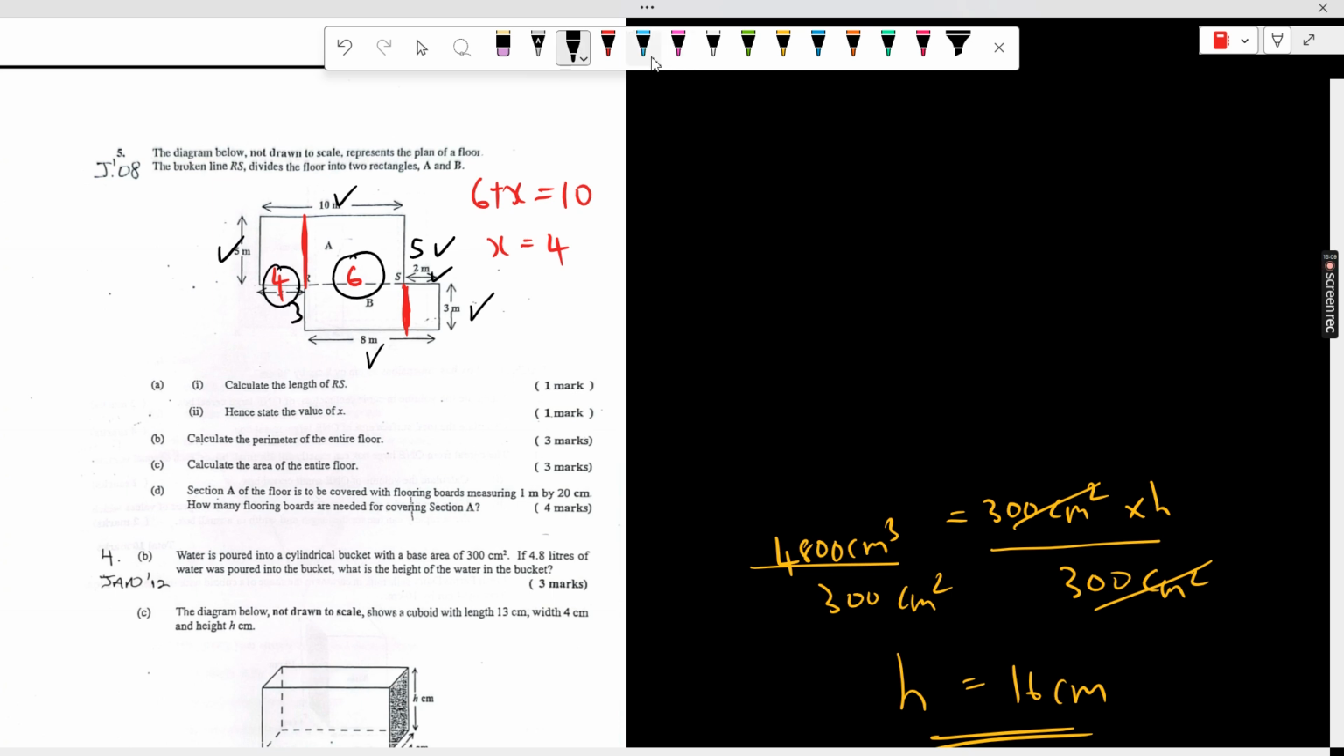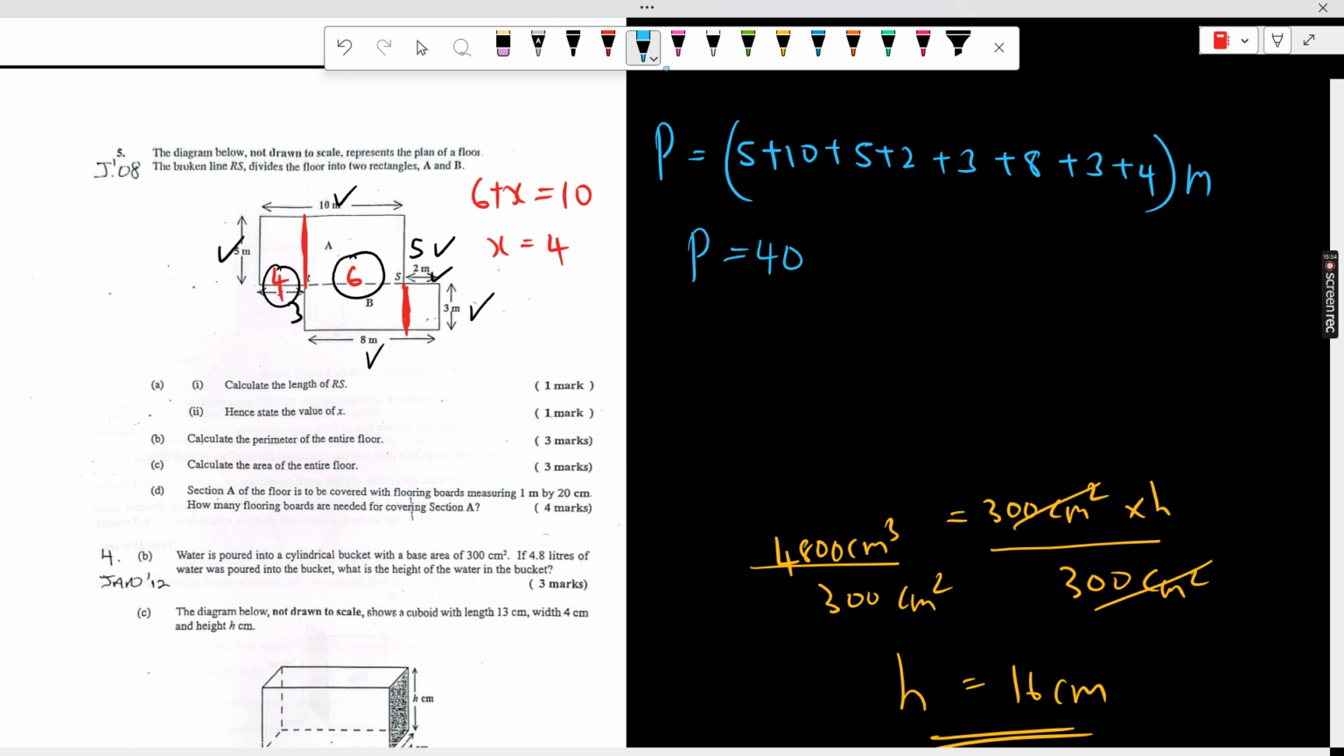So in this case, the perimeter is equal to 5 plus 10 plus 5 again plus 2 plus 3 plus 8 plus 3 again plus 4. And that is going to be equal to, in meters, 5 plus 10, 15, plus 5, 20, 22, 25, 33, 36, 40. Did you get 40 meters? Yes, sir. Very good. I got 52, sir.